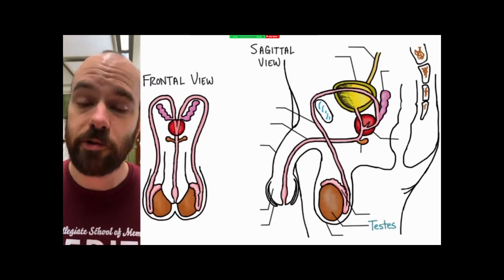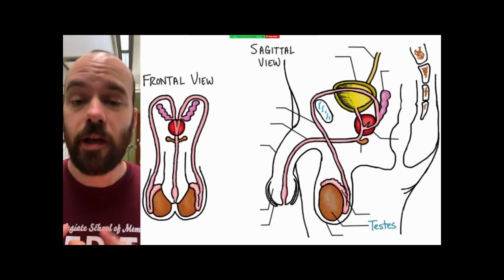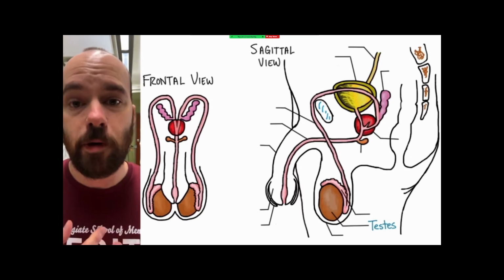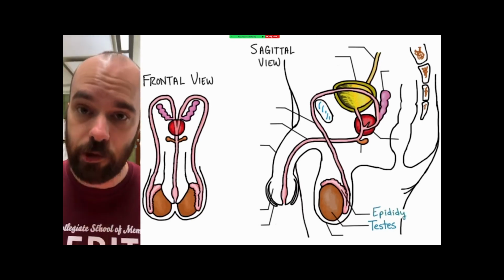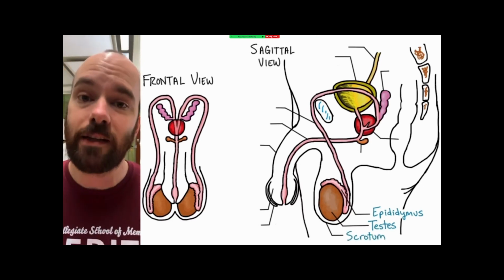First, we have the testes, which are the primary sex organ of the male reproductive system. They'll produce testosterone, as well as produce and develop sperm. The sperm cells travel through the epididymis, where they mature and develop. And both the testes and the epididymis are contained within the scrotum, which is going to help regulate the temperature of the testes.